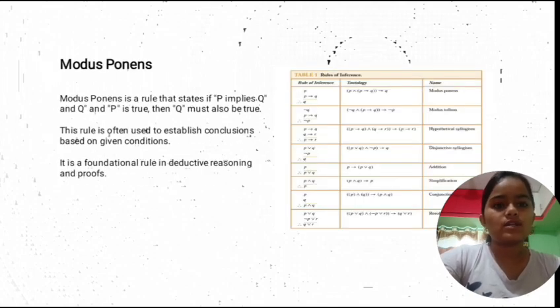Next, let's see modus ponens. Modus ponens is a rule that states if P implies Q, and P is true, then Q must also be true. This rule is often used to establish conclusions based on given conditions. It is a foundational rule in deductive reasoning and proofs.